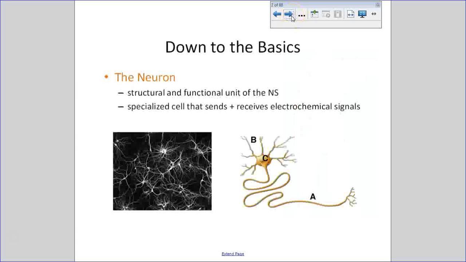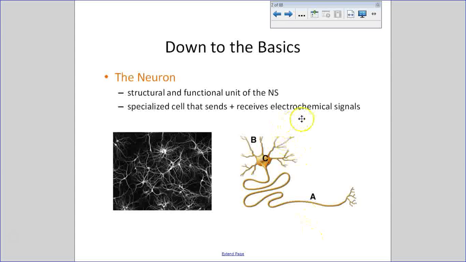So, to start off with, groups had to do a performance task where they actually made a model of the neuron. The neuron is the basic structural and functional unit of the nervous system. There are different types, but this is generally what a neuron would look like. They're specialized cells that send and receive electrochemical signals.